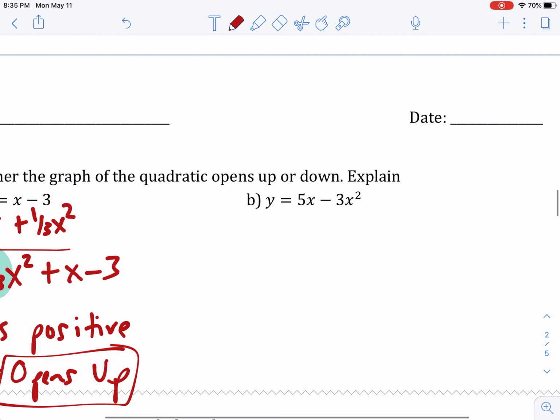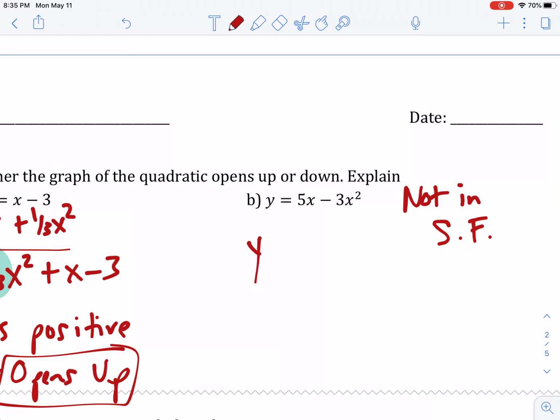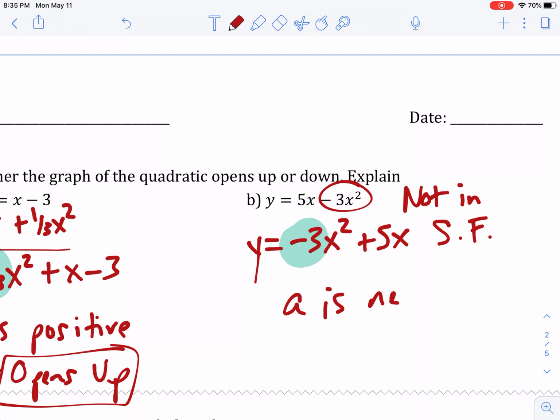This one is out of order. It's not in standard form yet. You have to rewrite it in standard form. The x squared term always comes first. See that? That should be written first. So negative 3x squared should come first. The 5x should come second. Now look at this first number here. Is it positive or negative? Well, that is negative. If a is negative, it opens down.